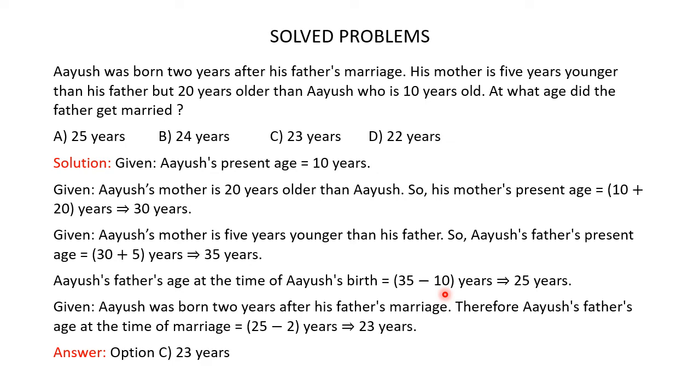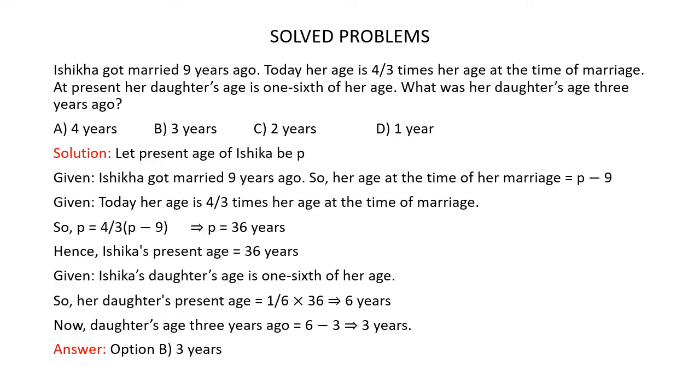So, since Ayush's father's present age is 35, 35 minus 10 is 25 years. So, Ayush's father was 25 years old when Ayush was born. It's given that Ayush was born 2 years after his father's marriage. So, Ayush's father's age at the time of marriage is 25 minus 2 years, which is 23 years. So, Ayush's father was 23 years old when he got married. So, the correct answer is option C, 23 years.